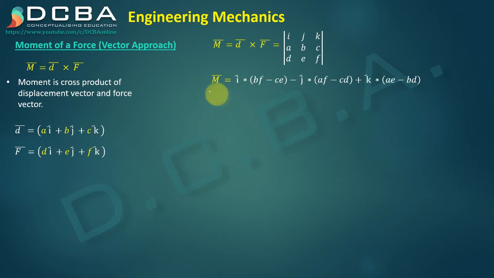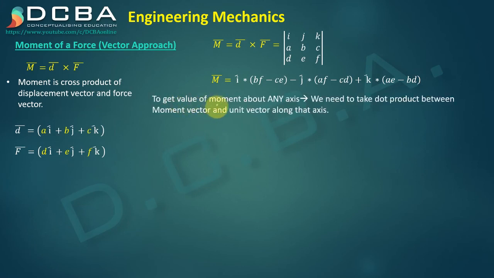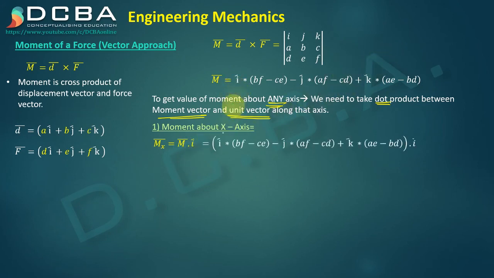So how do we get these two answers from this vector? The answer is, to get the value of the moment about any axis, we need to take the dot product between the moment vector and the unit vector along that axis. So if I want the moment value about the x-axis, I will have to take the dot product of this moment vector with the unit vector along the x-axis, which is i cap. So the moment about the x-axis is M bar dot i cap.